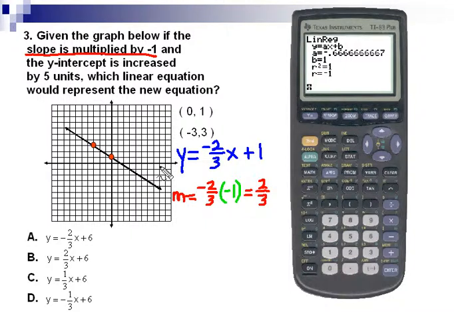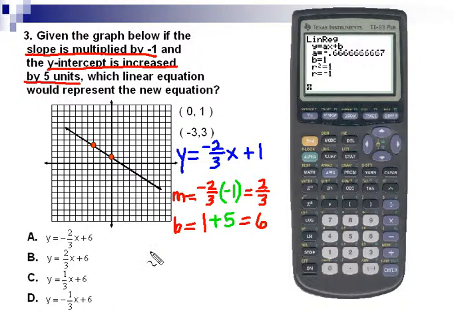It also tells me to take the y-intercept, and it should be increased by 5 units. Our y-intercept is a positive 1. If we take that y-intercept of 1 and increase it by 5 units, we get a y-intercept of 6.